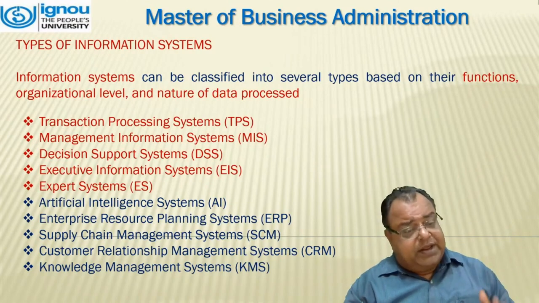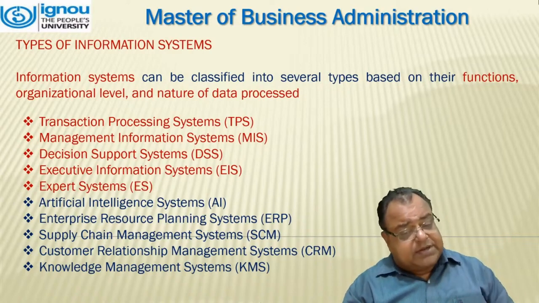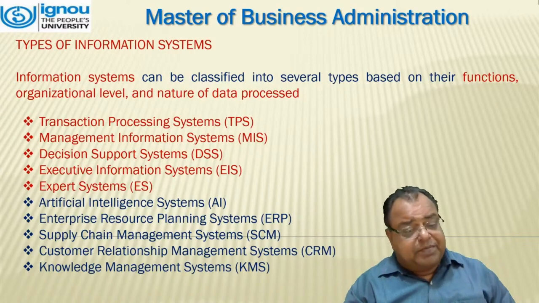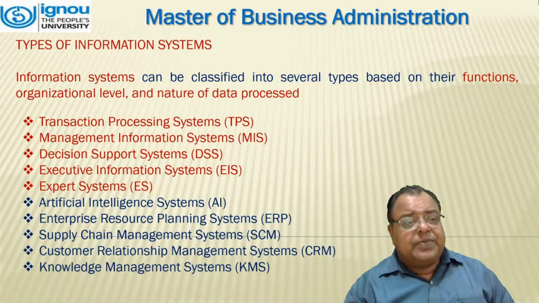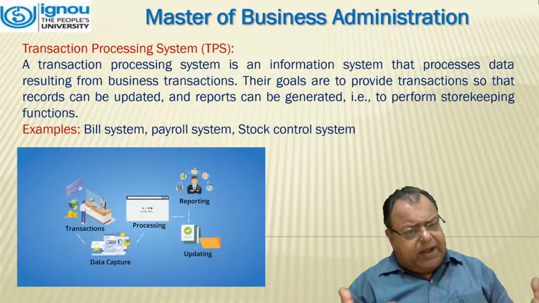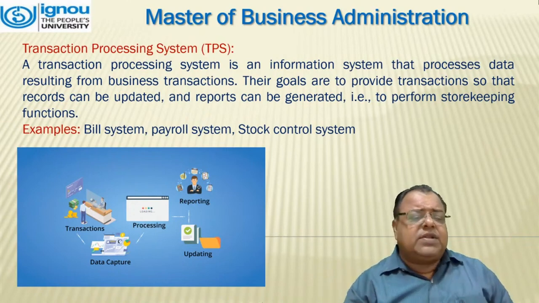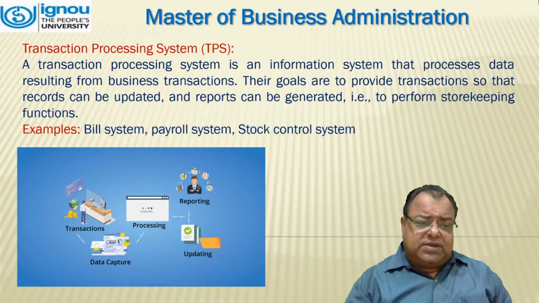Expert System, ES. Artificial Intelligence System, that is AI. Enterprise Resource Planning System, ERP. Supply Chain Management System, SCM. Customer Relation Management System, CRM. And Knowledge Management System, KMS. We will discuss, not in detail, what all these processing systems are. We will start with the transaction processing system.